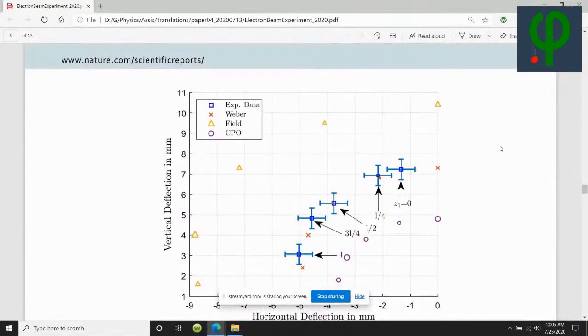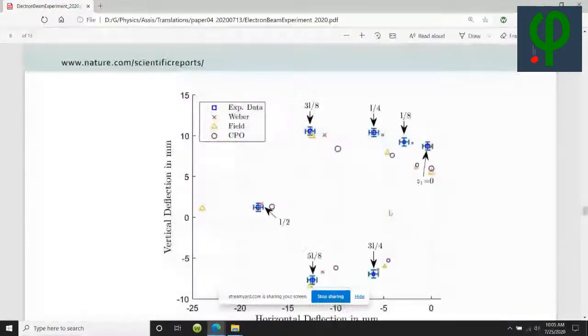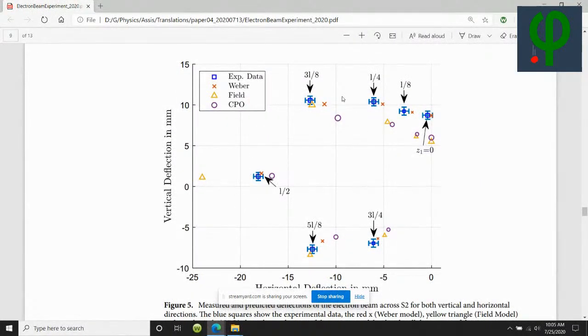For example, here, the blue is the experimental data. The red X is Weber. The triangles is the Maxwell-Lorentz force equation, and then CPO is the software. And if you look, red X and blue squares, it's pretty close. The Weber prediction is pretty close to the experimental data. And yet the Lorentz force equation, these orange or yellowish triangles, is way off for this particular experiment. And then they do it with other solenoids.